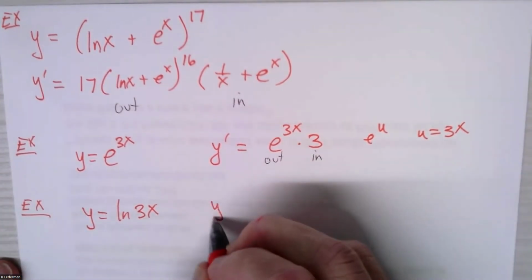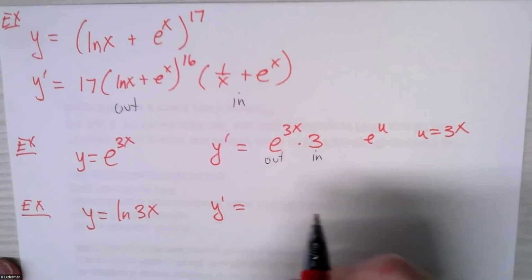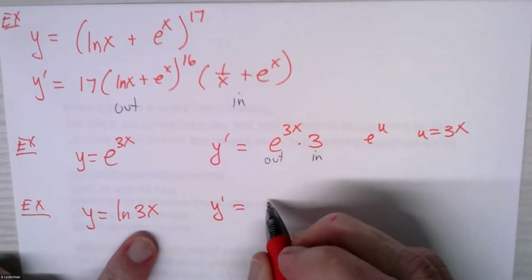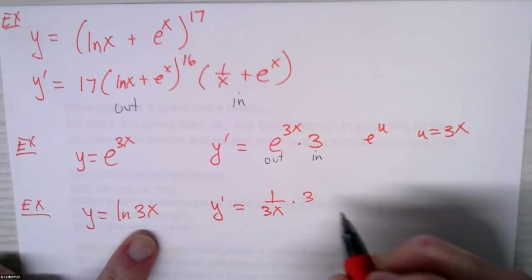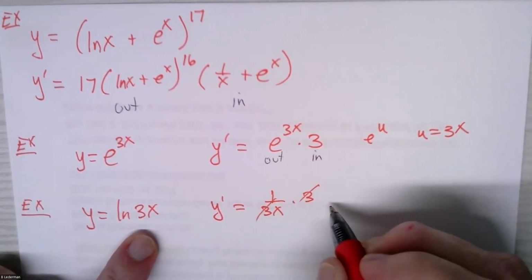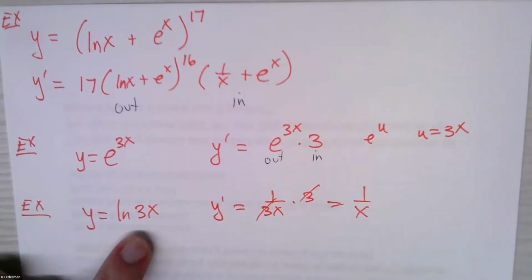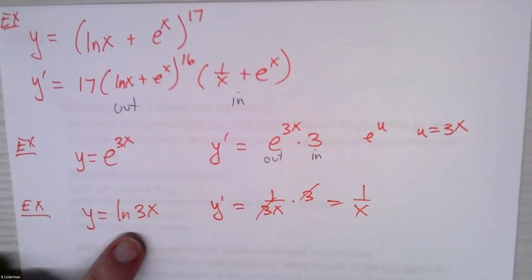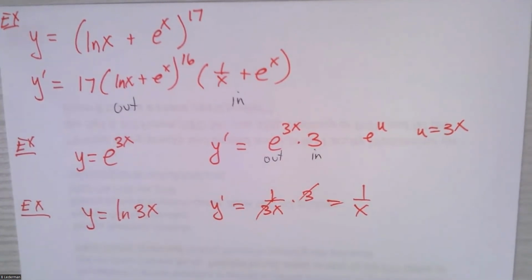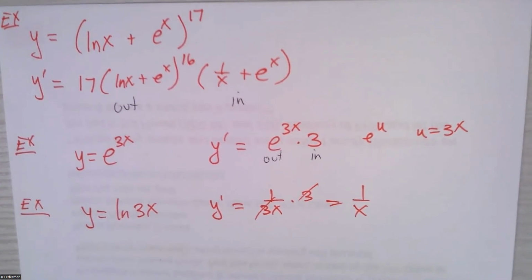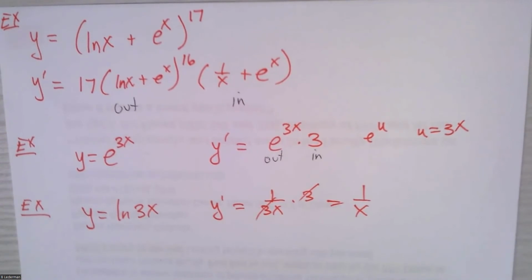Y prime is equal to the outer derivative, which is 1 over 3x, times the inner derivative, which is 3, but then the 3's cancel, and this just becomes 1 over x. Isn't it amazing that the derivative of ln 3x is the same as the derivative of plain ln x? That's amazing. Why would that be? It doesn't make any sense. Well, actually, it makes a lot of sense.